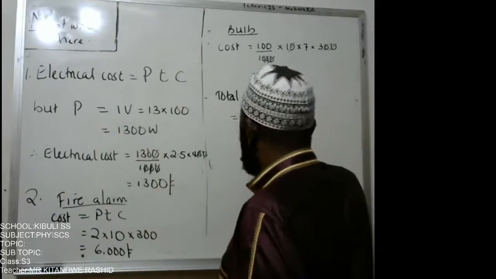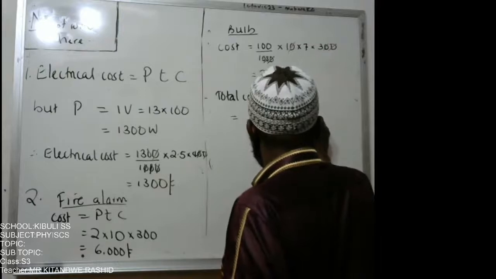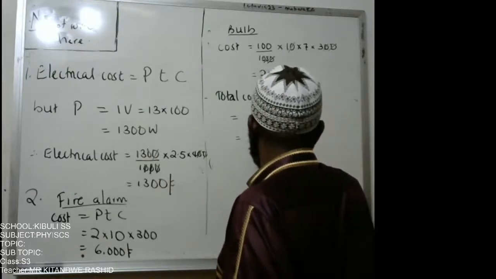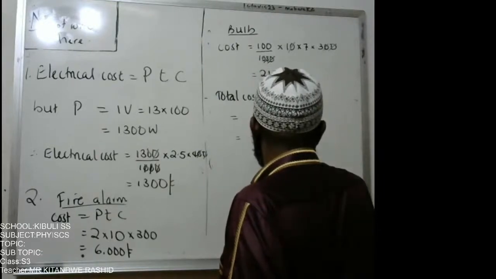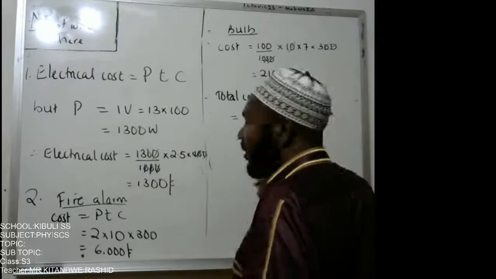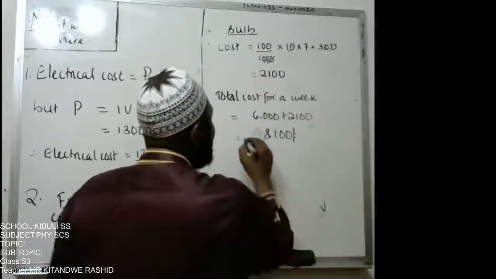It is going to be 6,000 plus 2,100, so we get 8,100 shillings. The answer is different. Yeah, that is the real answer we're giving.